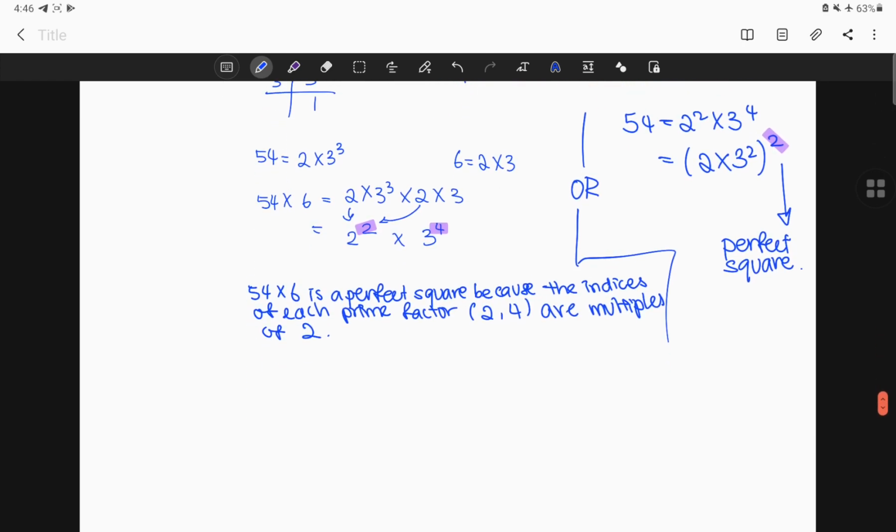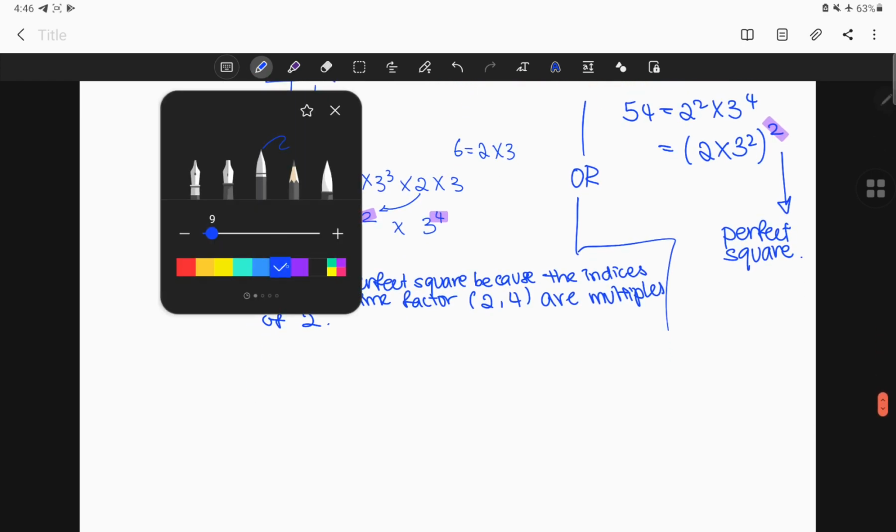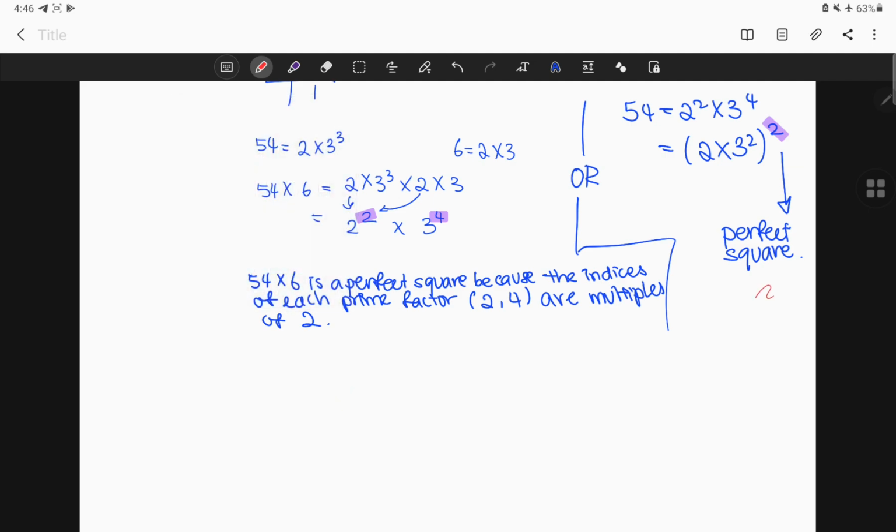So this is similar to how you have 3 squared. There's a 2 over here, so this is a perfect square. You have 4 to the power of 2, and there's a 2 over there as well, so this is a perfect square. So if you have any number, let's say 81, and you have 2, then this is a perfect square too, because there's a 2 over there.